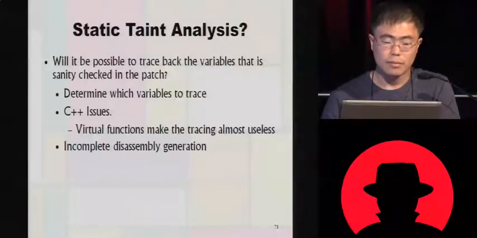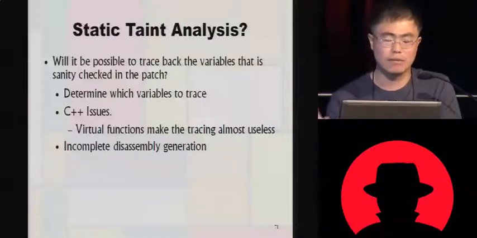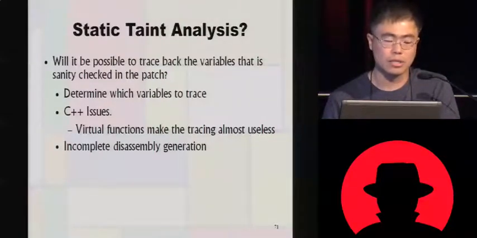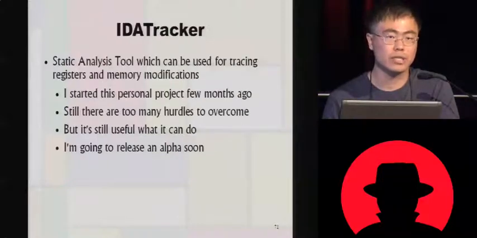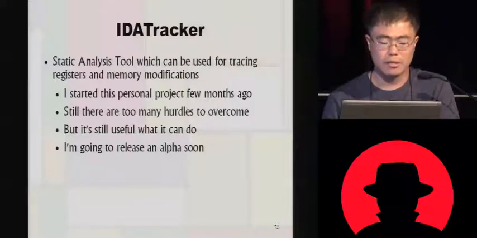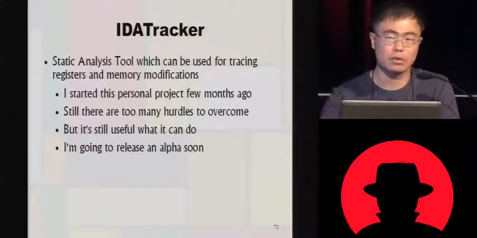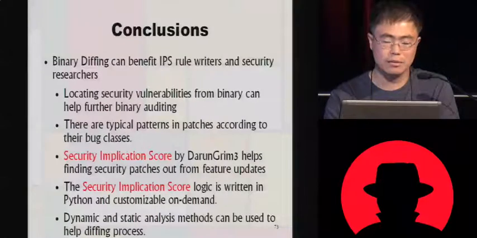So yeah, here's the last one, static taint analysis. I tried this one a few months ago, but it's very, very hard because there are a lot of C++ issues. It's not traceable sometimes, and there are virtual functions, and it's very difficult. But I still created a tool called IDA Tracker. It will trace the variables automatically for you, but it's still in alpha phase now. I'm going to release it within a few months, and I will talk about this later.